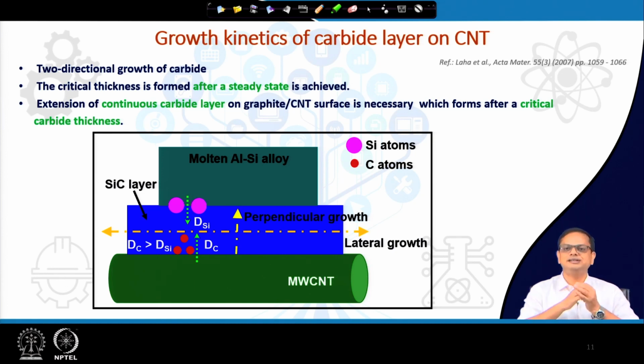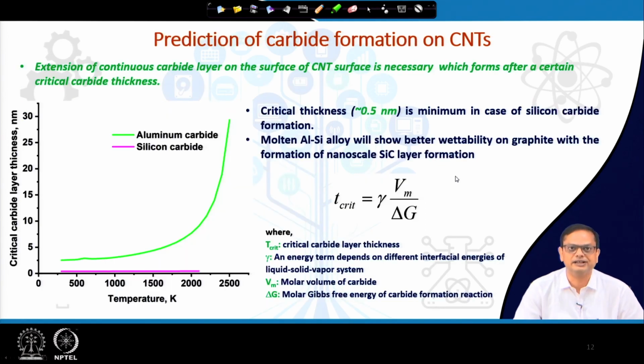So, we do not want it to be quite thick. Even if carbide is forming, which is improving the wettability, because carbide formation is required, we cannot avoid that, we cannot neglect that, because carbide formation improves wettability, but at the same time we do not want carbide to grow to a very high thickness. So, let us check what kind of critical thickness values we are talking about here.